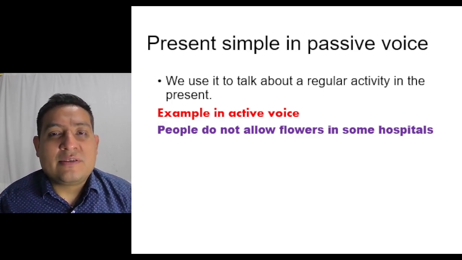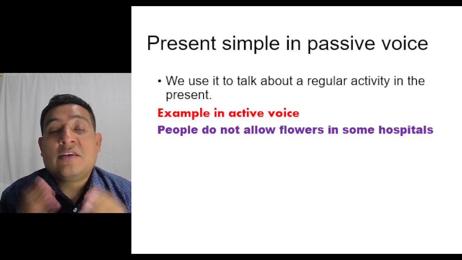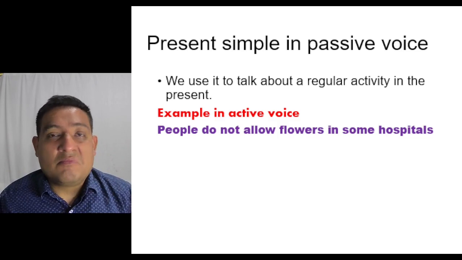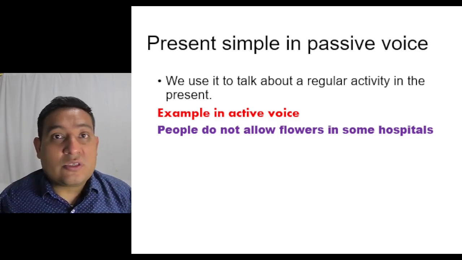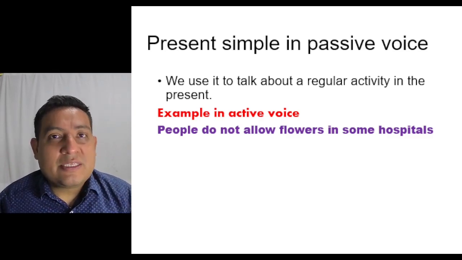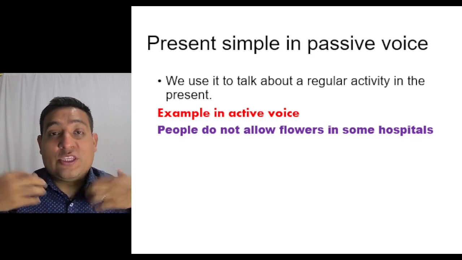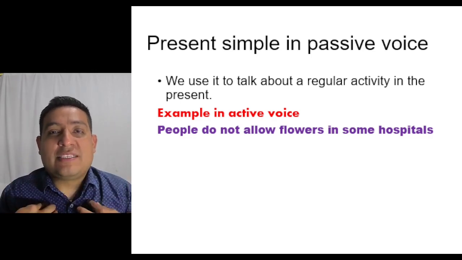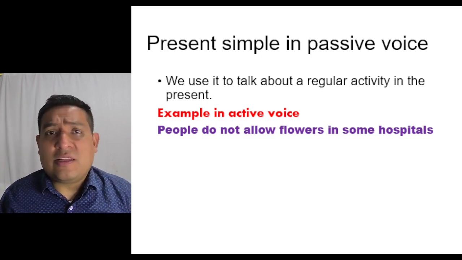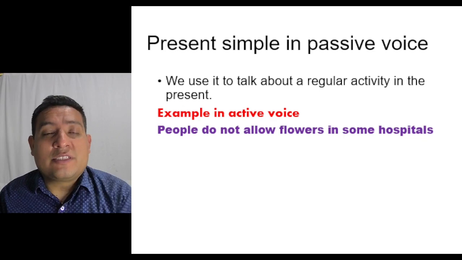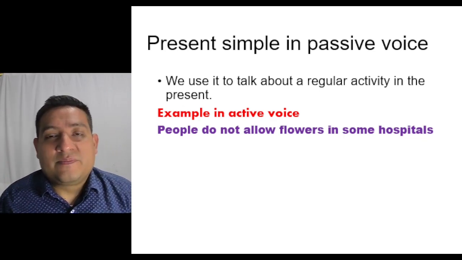We have an example here. People do not allow flowers in some hospitals. Who does the action? People. People could mean the authorities, doctors, nurses, managers, whatever. But in this sentence, we're using it in active voice. It's the person doing the action. What's the action that people do? They don't allow. What do they not allow? They don't allow flowers. Flowers is the object or the thing that is being affected.